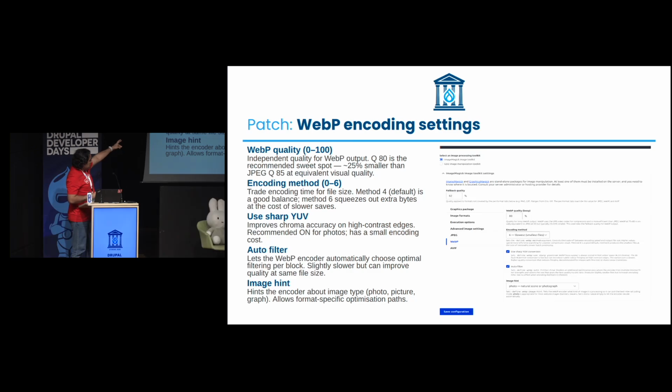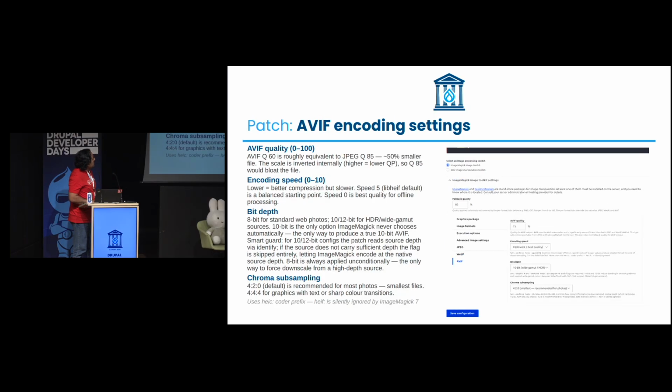Similarly with the autofilter. And the image hint is also important, because you are telling the encoder what kind of images these are, photographs, graphics, or whatnot. If you have a hint or you know it, I think you should tell the encoder, and that will produce slightly better images than if you don't tell it and go with the default.